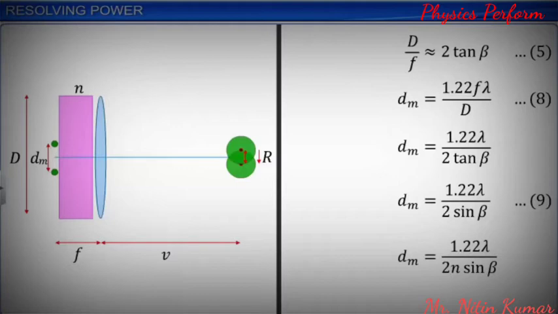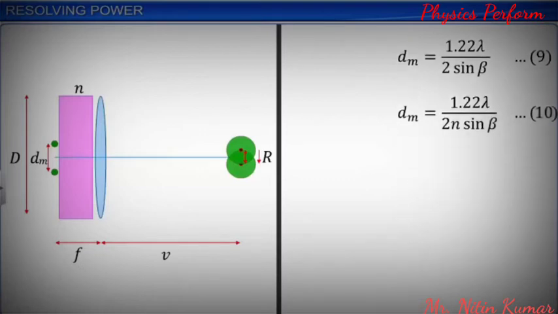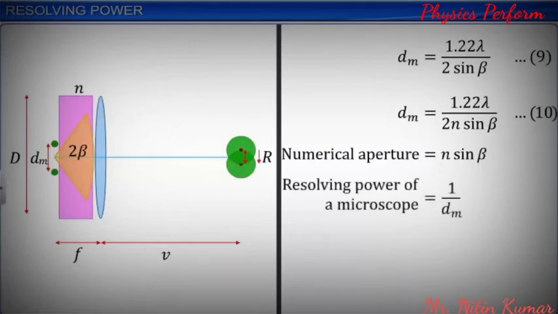The quantity n sin beta is called the numerical aperture of the objective of a microscope. The resolving power of a microscope is defined as the reciprocal of the minimum separation between the two objects seen distinctly.